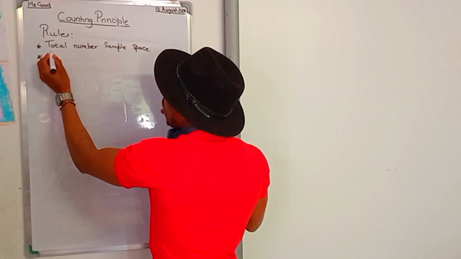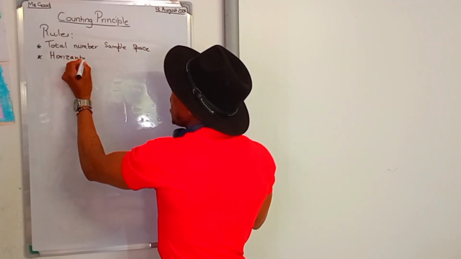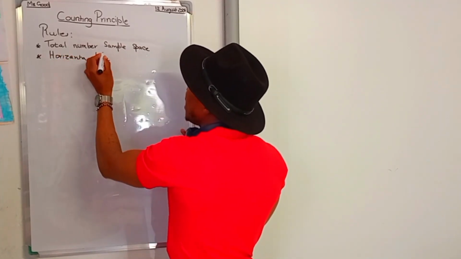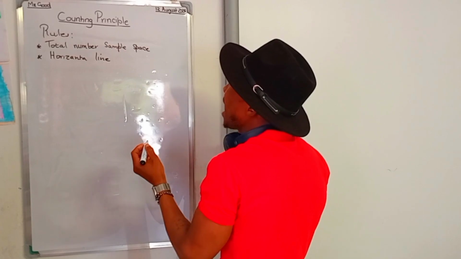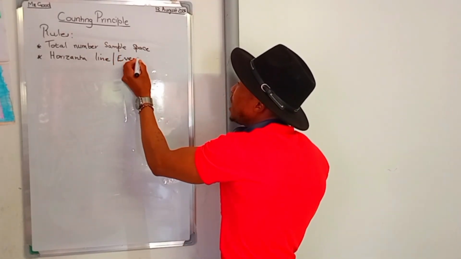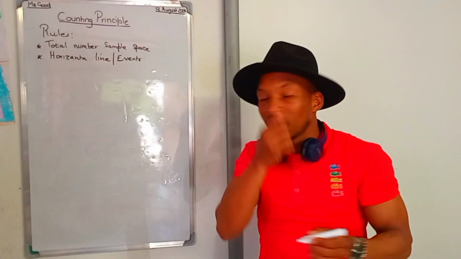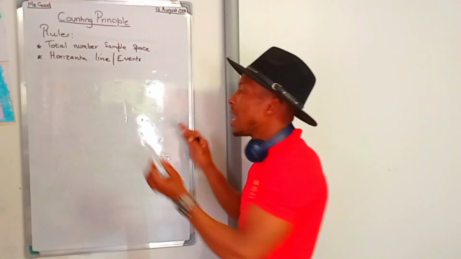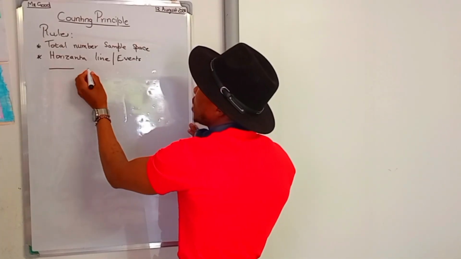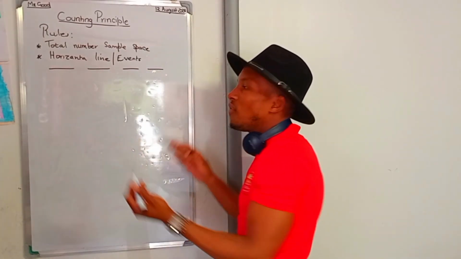We need to draw a horizontal line. The horizontal line indicates the events. These are the events that we are going to look at. Have a horizontal line, event 1, event 2, event 3, and event 4.